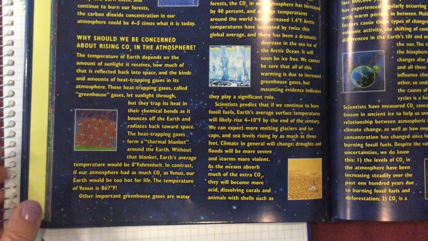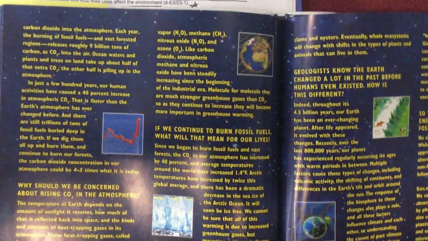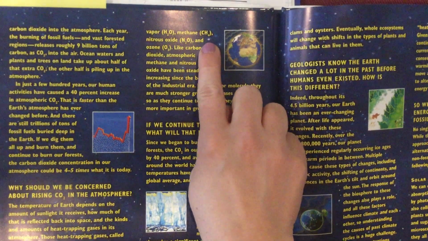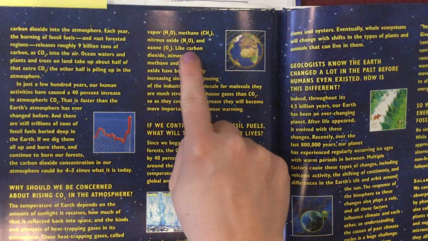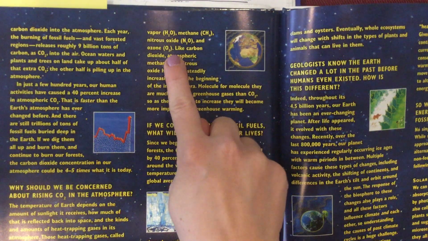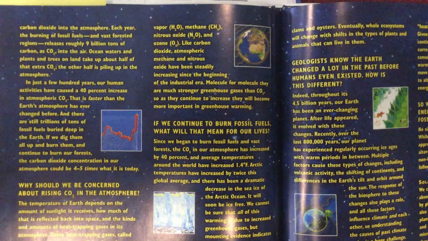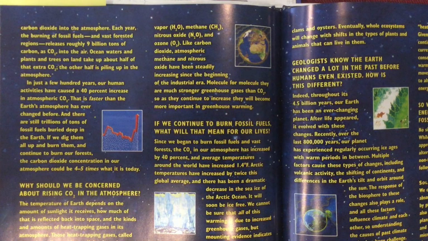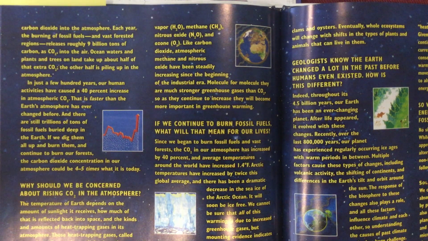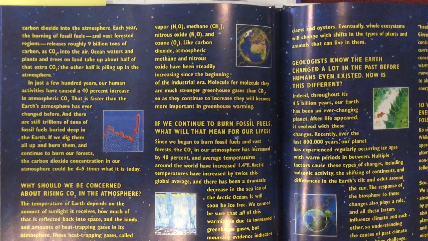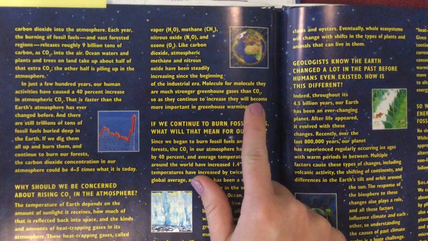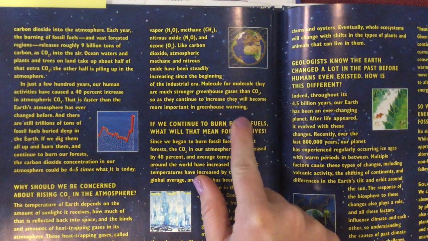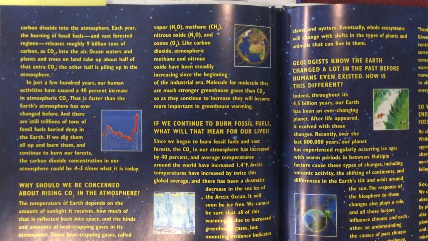Other important greenhouse gases are water vapor, H2O, methane, CH4, nitrous oxide, N2O, and ozone, O3. Like carbon dioxide, atmospheric methane and nitrous oxide have been steadily increasing since the beginning of the industrial era. Molecule for molecule, they are much stronger greenhouse gases than CO2. So as they continue to increase, they will become more important in greenhouse warming.